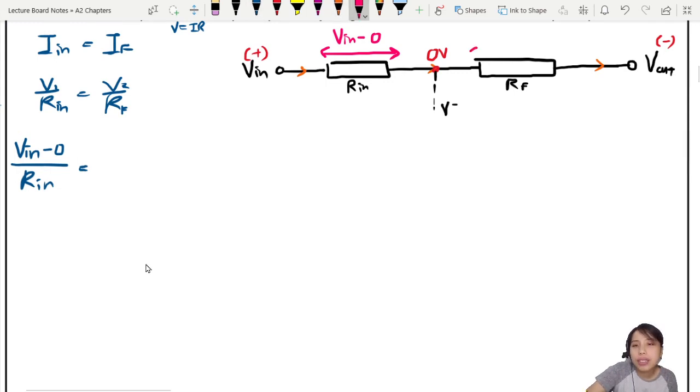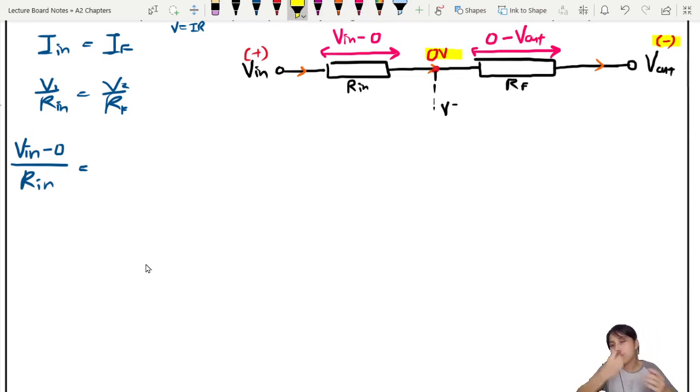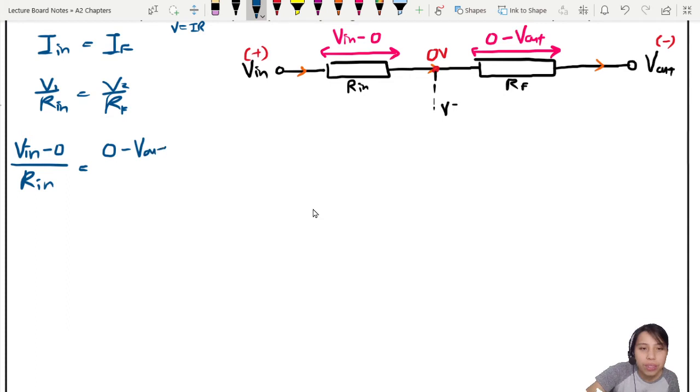How about V2? V2 was the other side here. We want to find potential difference, so you take high potential minus low potential. So 0 minus V out, because 0 is higher than negative. So you take the high one minus low one. 0 minus V out. So we stick to that convention. Okay, let's write that out. So this one, V2 will be 0 minus V out over RF. Aha! Now we have V in, we have V out in the equation.